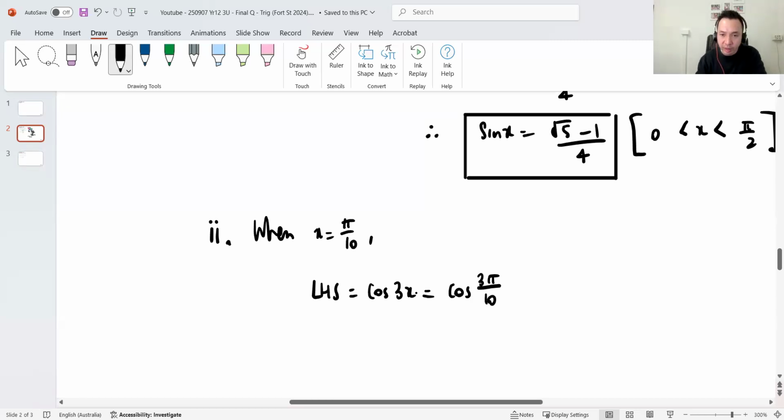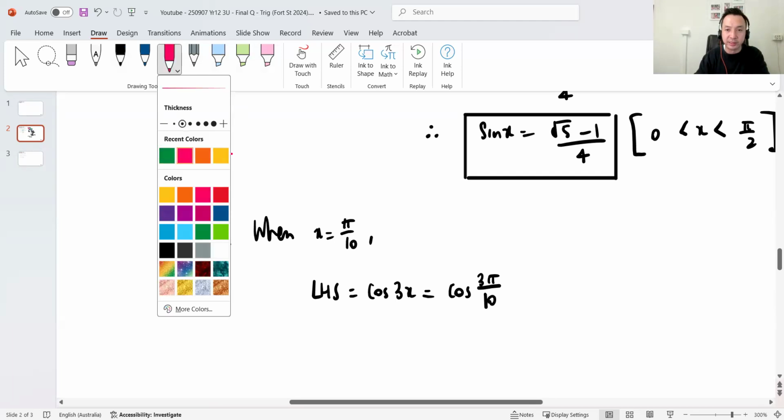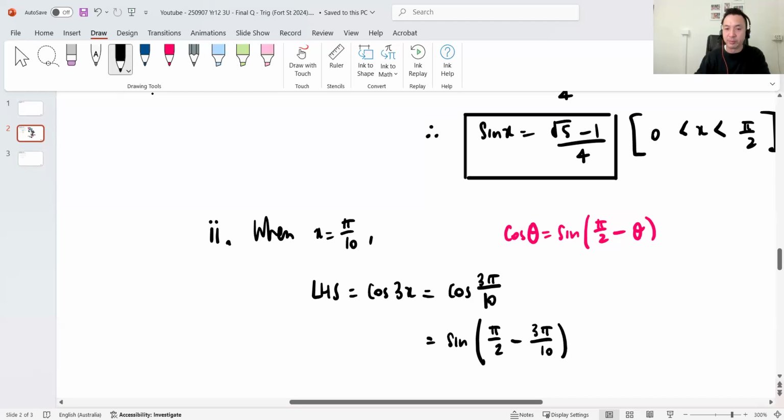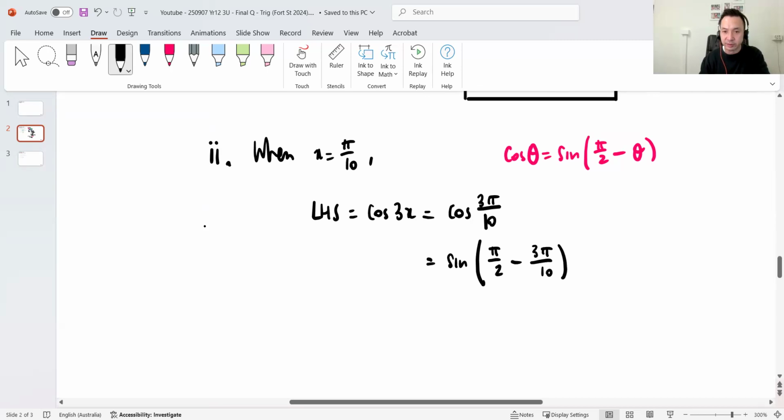Now, I need to prove that it equals sine 2 pi on 10, right? And we know the relationship between cos and sine. To make cos equal to sine, I know that cos theta equals sine of pi on 2, or 90, minus theta. So cos theta right now would equal sine of pi on 2 minus 3 pi on 10. And I'm hoping that works, and it does, because that's like 5 pi on 10. That equals sine 2 pi on 10, which equals sine 2x, which equals the right-hand side.